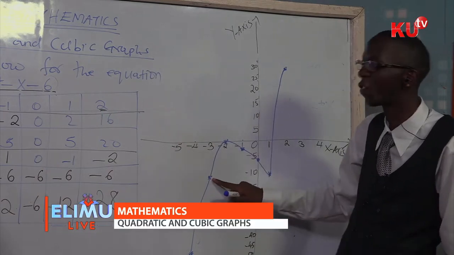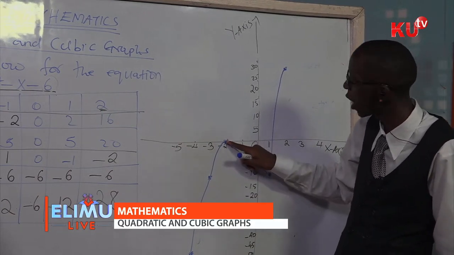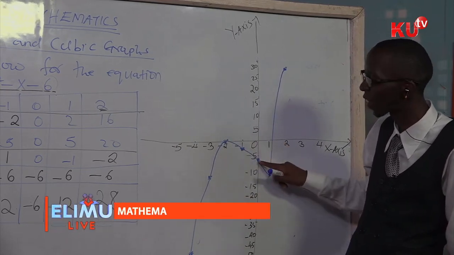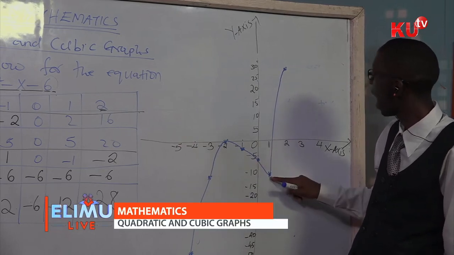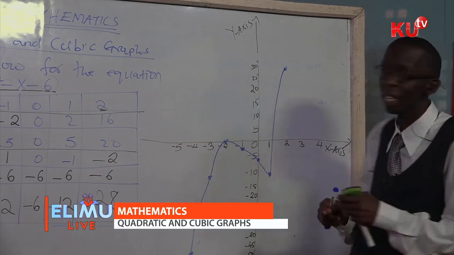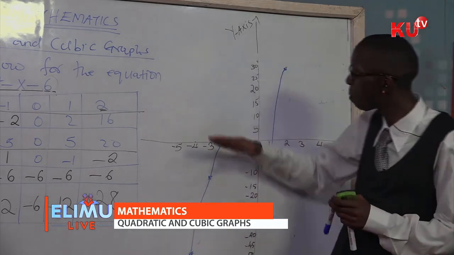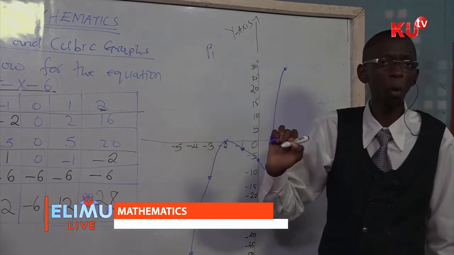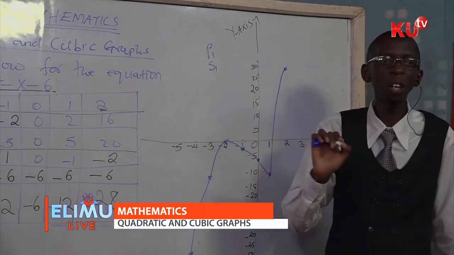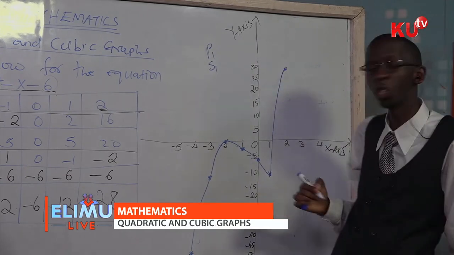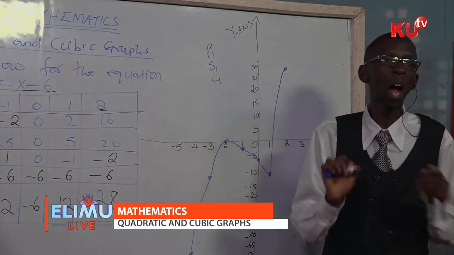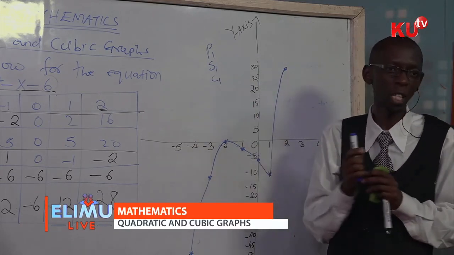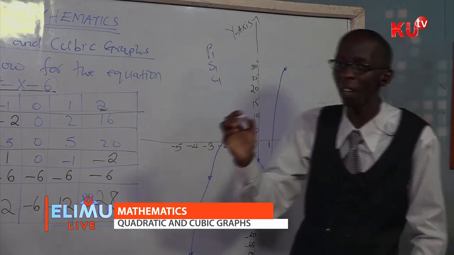confirm your values. Negative 4, negative 50; negative 3, negative 12; negative 2, 0; negative 1, negative 2; 0, negative 6; 1, negative 12; and 2, positive 28. Your graph must be smooth, because the marks awarded in a graph are: P1, that is 1 mark for plotting; S1, 1 mark for the good scale that you have chosen; and C1 is 1 mark for a smooth curve.